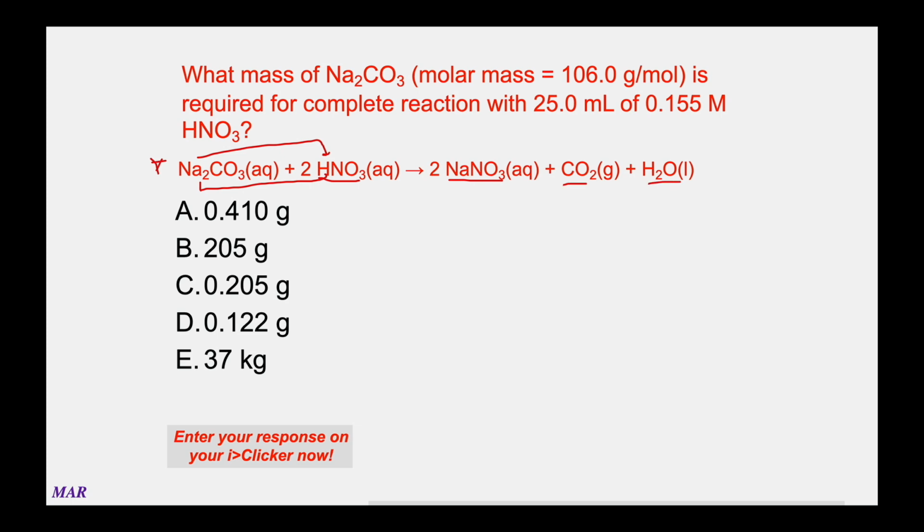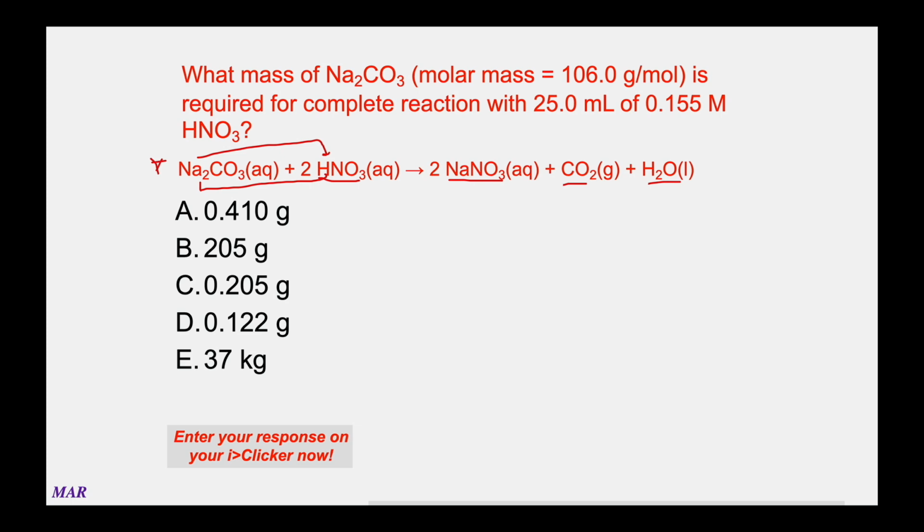And in this question, we basically want to neutralize the 25 milliliters of 0.155 molar HNO3. We want to add enough sodium carbonate to make that happen. So using the balanced equation and your knowledge of how mole ratios work, see if you can figure out which of those answers is the right answer. This would be a good place to pause your video and work on it. And when you're ready, you can unpause it. Pause your video now.